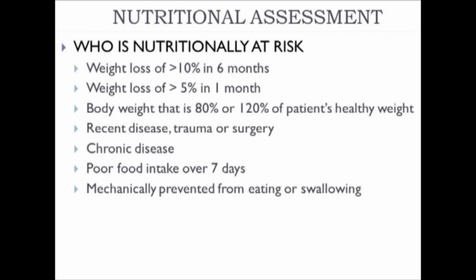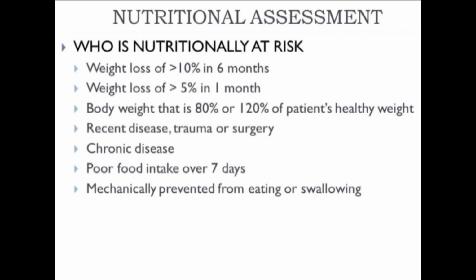And when the body weight is about 80% of a patient's healthy weight, or even 120% of a patient's healthy weight, we generally say this person is nutritionally at risk. For 80%, it's in terms of undernutrition, and at 120%, that's in terms of excessive weight gain. So these are sort of medical standards that we go by in disease states.